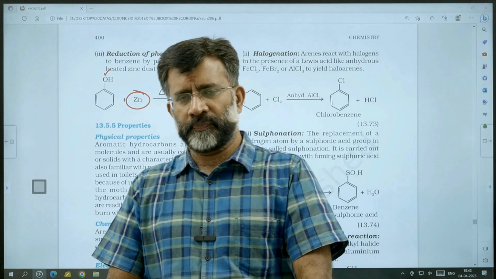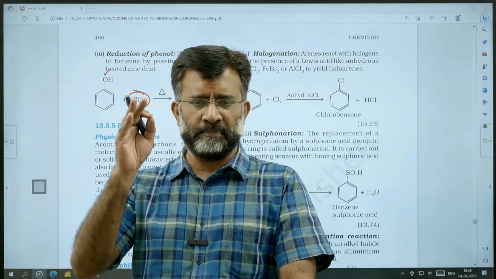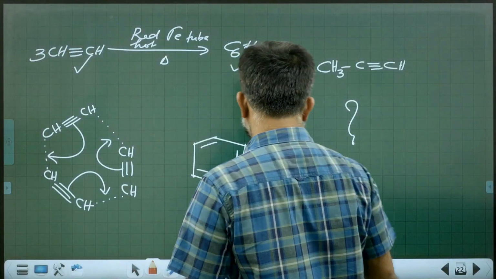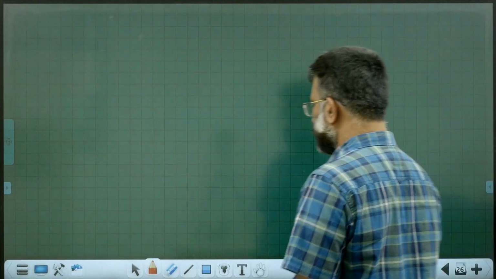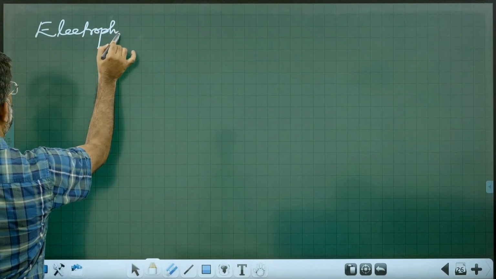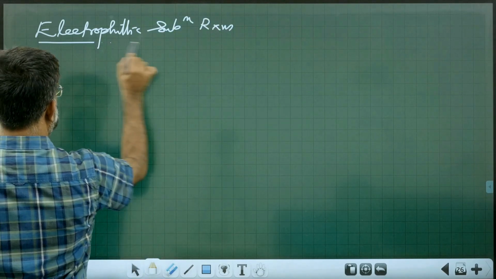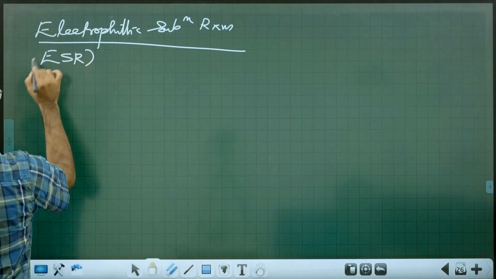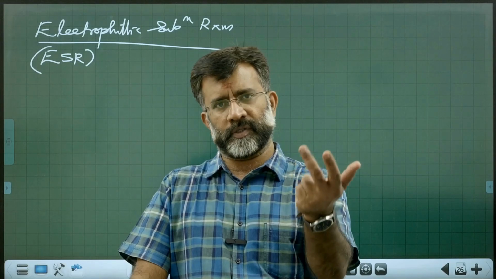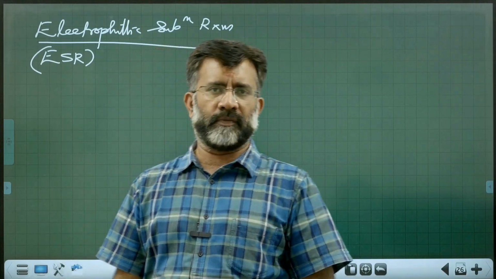Okay. Now, the final topic in the chapter is the chemical properties, chemical reactions of benzene. Benzene typically gives electrophilic substitution reactions. That is the typical reaction given by benzene. There are a few important examples: halogenation, nitration, sulfonation, Friedel-Crafts alkylation, acylation, like that. These are the important reactions given by the benzene ring.